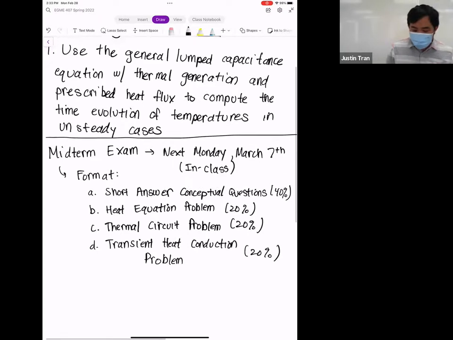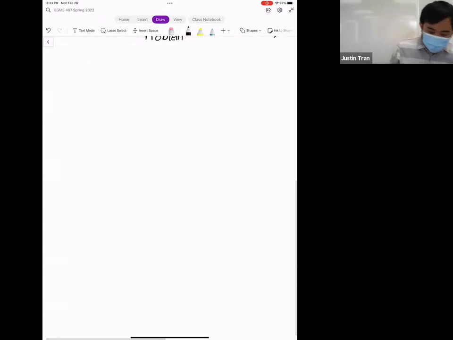Okay, all right. So let's go ahead and get started with the topic for today, which is the general lump capacitance equation.